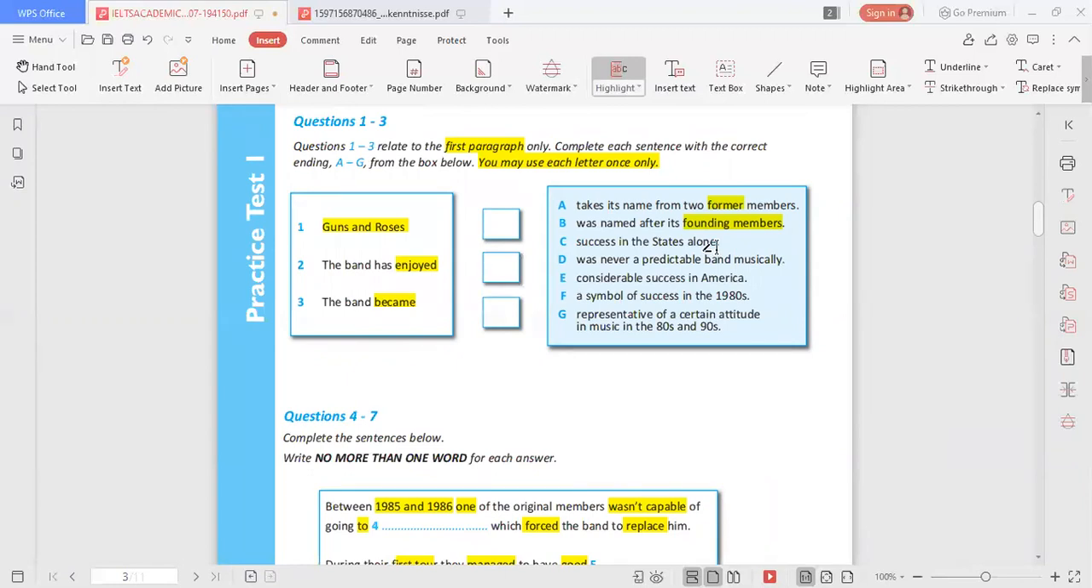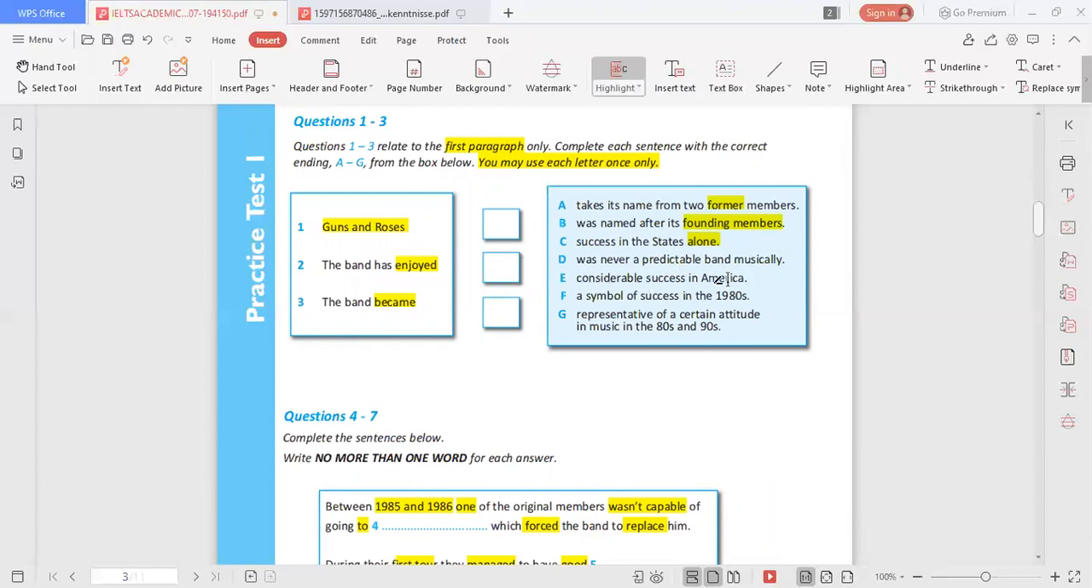Success in the States alone, you have to be very careful. It's not success in the States alone, it's success worldwide, okay? D was never a predictable, maybe let me just go ahead and highlight this, success in the States alone. That is wrong, it's misleading. D was never a predictable band musically. It's not something we read there.